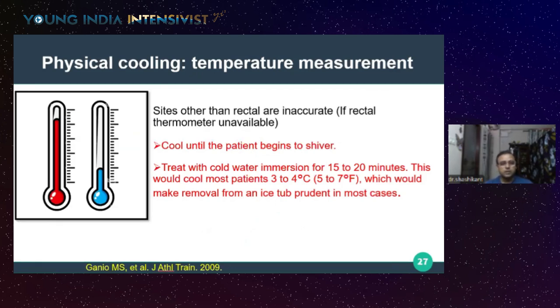During physical cooling, we need to bring down the core temperature to a target temperature immediately. For that, it has been advised to use rectal temperature. Suppose we don't have a rectal thermometer available, then how are we going to titrate the cooling, when to stop, and how long we should continue? Clinically, we cool the patient until the patient starts shivering, or treat the patient with cold water immersion for 15 to 20 minutes. Cooling for this duration usually brings down the temperature by 3 to 4 degrees Celsius, and by this time we can take the patient out of the ice tub.